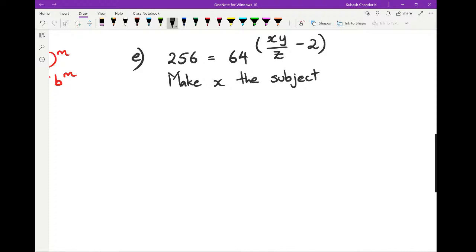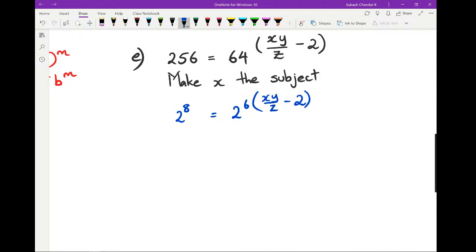Cool. So I'm gonna do this question real quickly, and then we'll see. We still got a bit of time to burn, so I might actually have to find another question. But just give me a second. Let's do this one real quickly. So 256, is that 2 to the power of 8? Yeah, 2 to the power of 8. And then 64 is 2 to the power of 6. And that's actually raised to the power of xy over z minus 2.